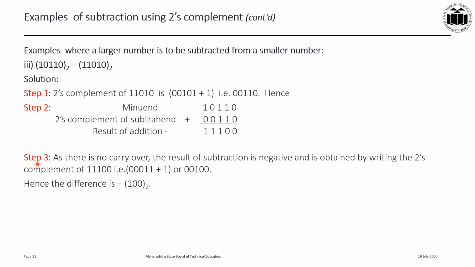So in step 3, as there is no carry, the result of the subtraction is negative, and it is obtained by writing the 2's complement of this answer. So it is 0, 0, 0, 1, 1 plus 1. So the 2's complement comes to 0, 0, 1, 0, 0. So the final answer will be, with a minus sign, 1, 0, 0 in the binary form.